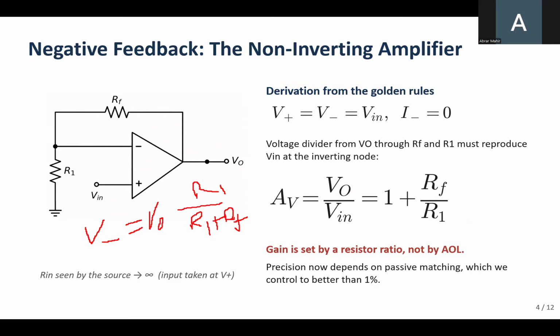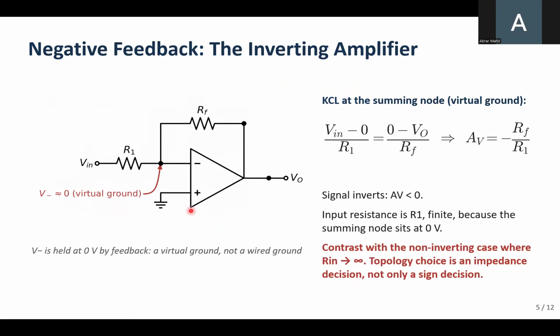Now let's look at the inverting amplifier. The positive input is grounded and the negative input holds the input voltage. This point is basically called a virtual ground. The reason we call it virtual ground is that it's not physically connected to the ground, but it has approximately zero voltage. So when the input becomes positive, the current flows through R1 towards the summing node.